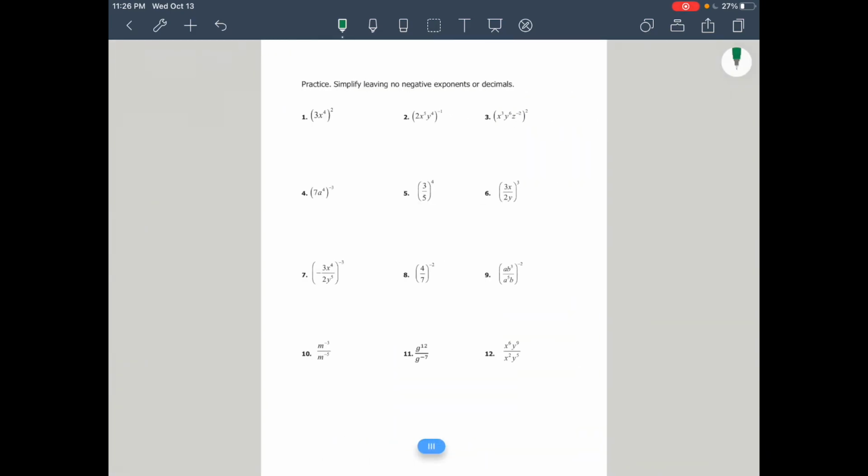So on the back are practice questions. I'm going to write all the answers on here, and so the substitute teacher can pause this and you guys can check your answers as you're practicing these. And then you all have homework to do after this.